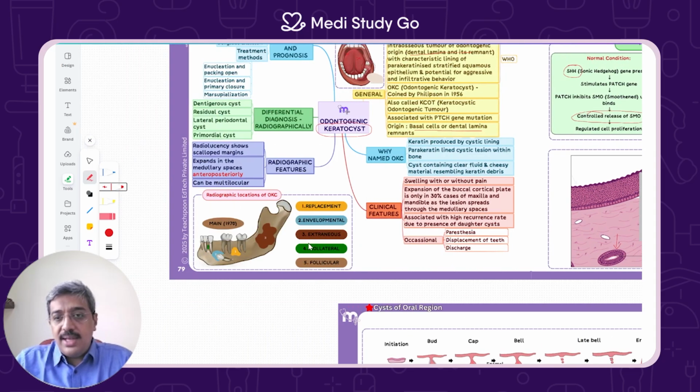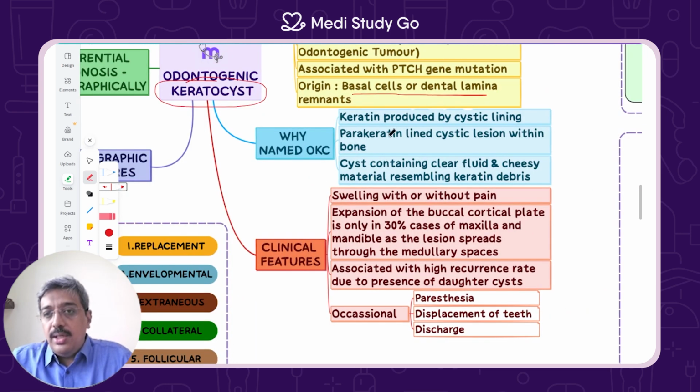So let's have a look at the name. Why is it called OKC? It's called OKC because it is containing keratin, odontogenic origin, keratin producing cyst. So odontogenic keratocyst. Usually it is parakeratin, but orthokeratin can also exist.